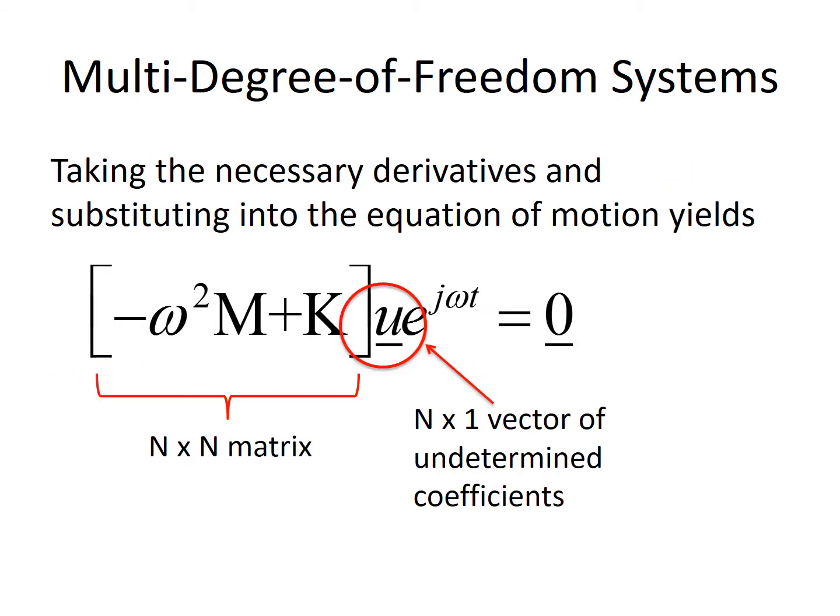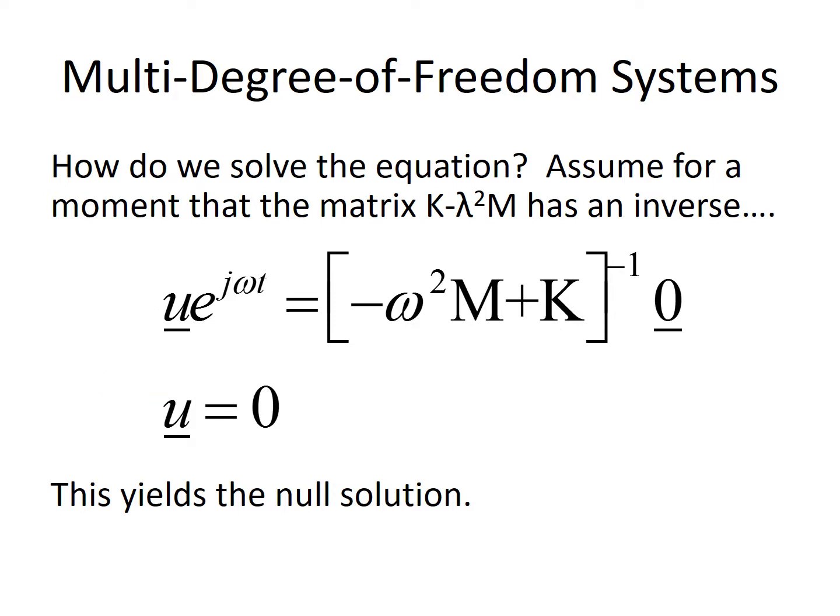Taking the derivative of the assumed solution yields a matrix expression in which the term u e to the j omega t is common. The second derivative of the assumed solution yields a term minus omega squared in front of the mass matrix. The resulting matrix expression is the product of the n by n matrix, minus omega squared M plus K, times the undetermined vector u, multiplied by the complex exponential function. The solution of the differential equation is obtained by solving this matrix expression.